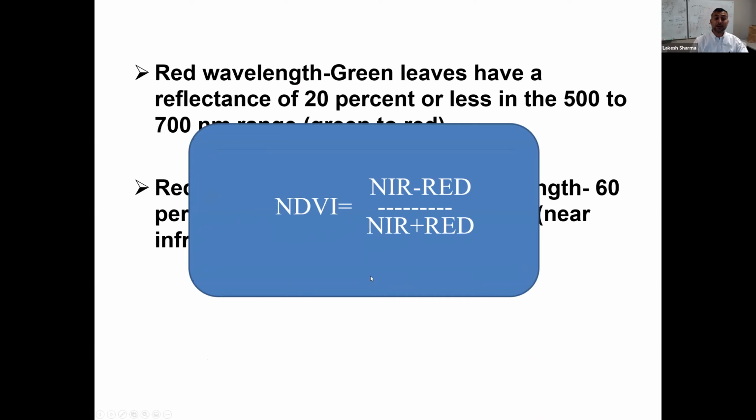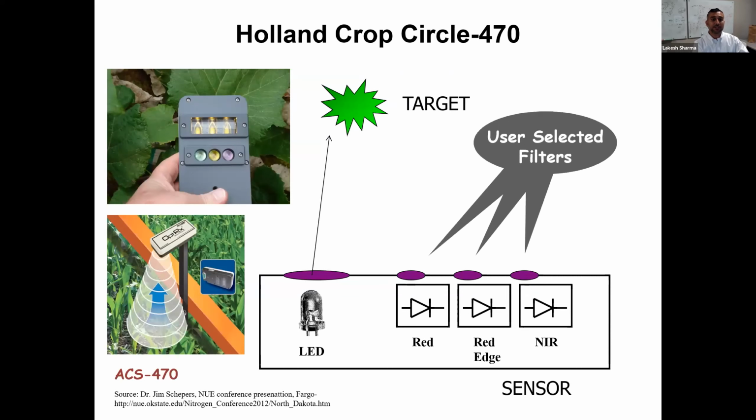So this is a reading that comes out of these sensors called NDVI. You have heard this acronym many times. This is called Normalized Difference Vegetative Index. This is one of the vegetative indices that you can calculate using these wavelengths, but there are several other indices that you can use. The NDVI is the most promising and widely used among all those indices. So that's my preferred index as well.